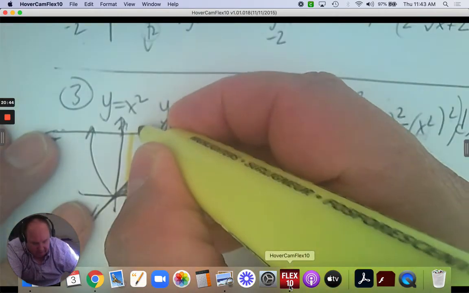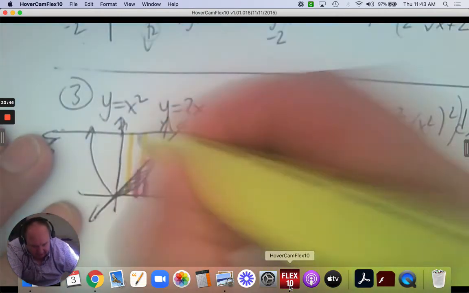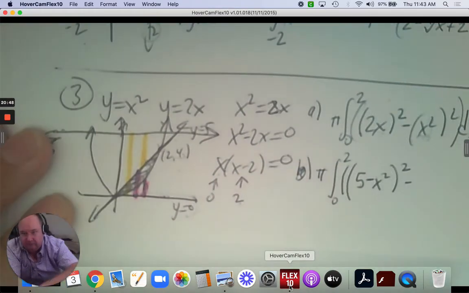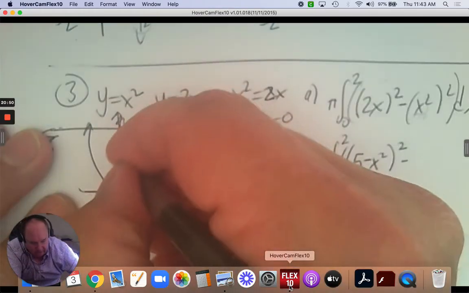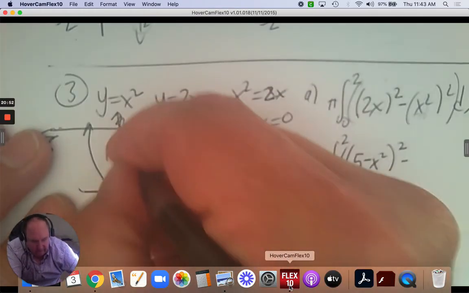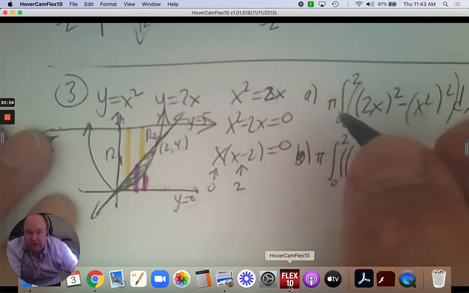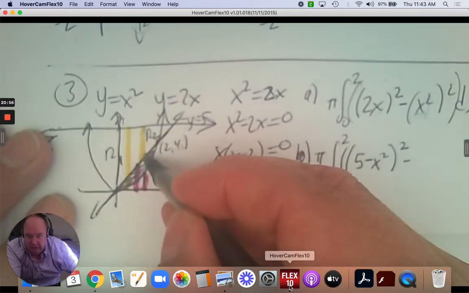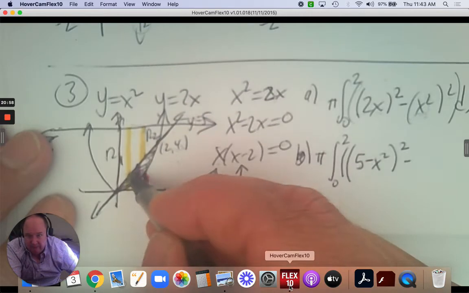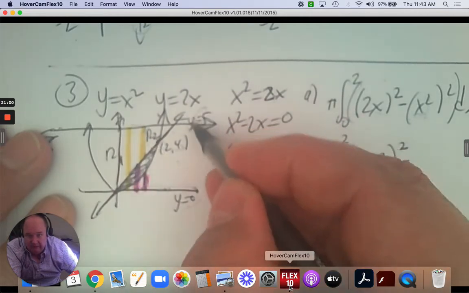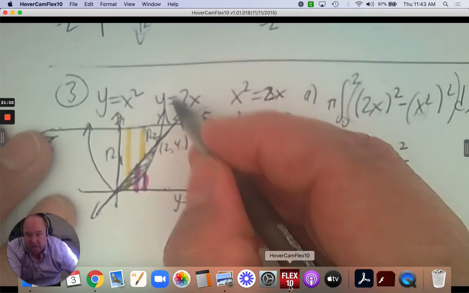is you take from the line of revolution and you stop at the beginning of the area. This represents the big radius. This represents the smaller radius. So the smaller radius, again, is top, subtract bottom. So that's 5, subtract 2x.